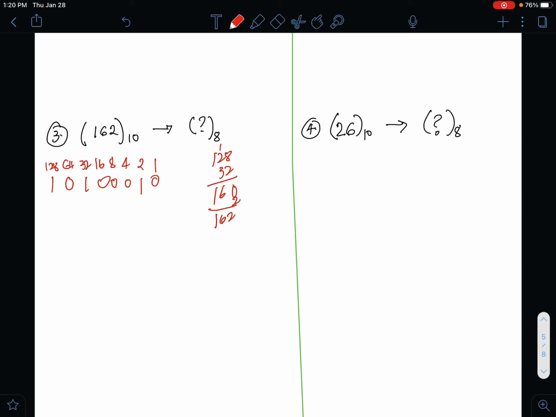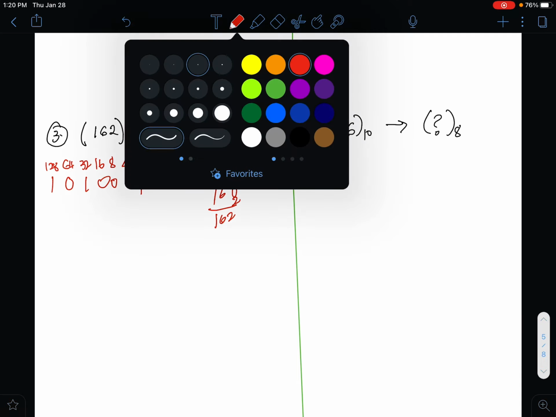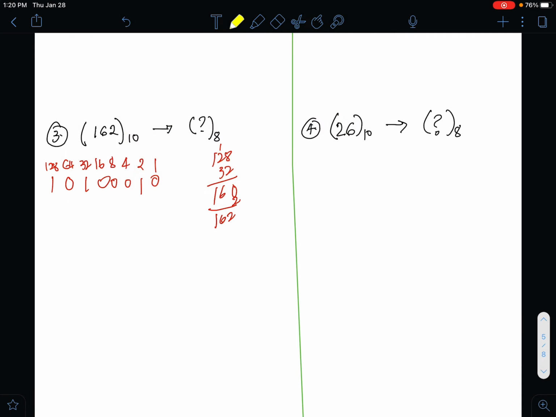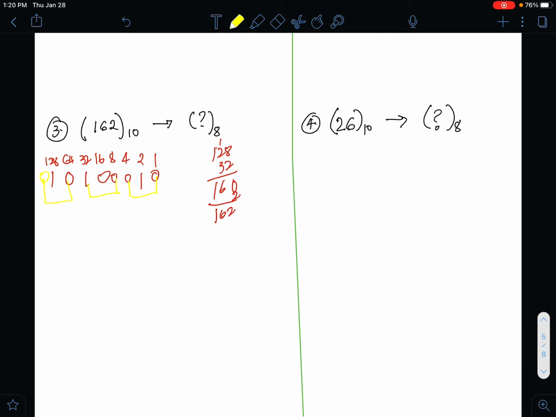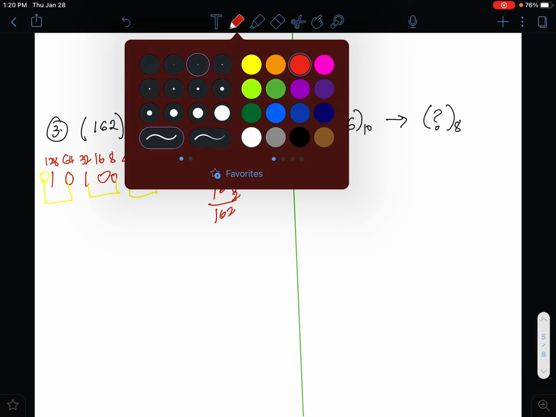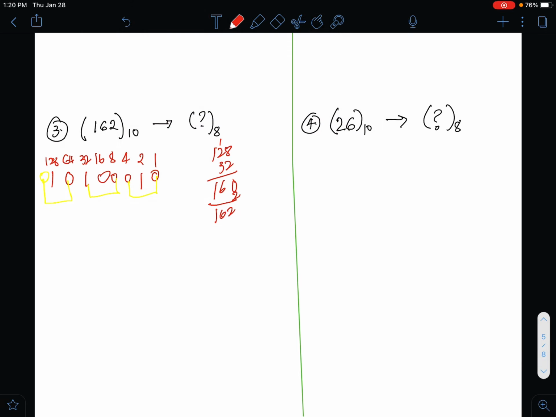So, since we already have that binary number, let's divide that by 3 once again. 1, 2, 3. Okay? So, use 1, 2, 4 again. So, here, what is turned on is 2. Right? So, 2. Here is 1, 2, 4. 4 is turned on. Here, what is turned on is 1, 2, 4. Only 2. Therefore, your final answer would be 242 base 8.